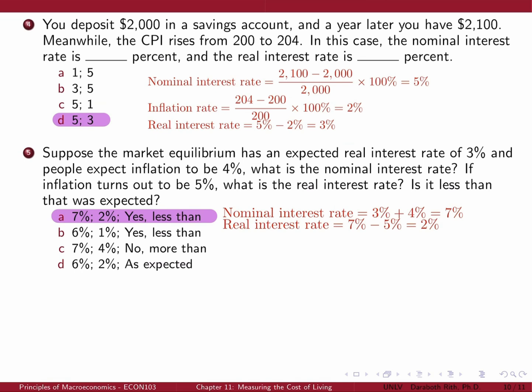To find the nominal interest rate, we can add the expected real interest rate 3% to the expected inflation rate 4%, which gives a nominal interest rate of 7%. If inflation turns out to be 5%, the real interest rate is calculated by taking the nominal interest rate minus the actual inflation rate. 7% minus 5%, resulting in 2%. This real interest rate of 2% is less than the expected real interest rate of 3%. Therefore, the answer is A.